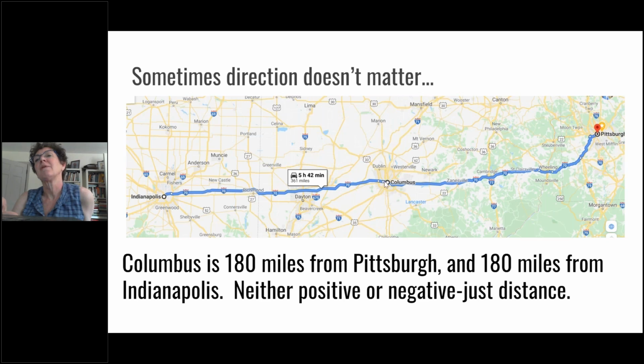We think if I'm in Columbus and I want to go to Pittsburgh, it's 180 miles. If I want to go to Indianapolis, it's 180 miles. It's not a positive or a negative situation. For the most part, we're not even thinking about whether we're going east or west. It's just the total number of miles. So it's neither positive or negative, it's just distance. And that is what absolute value is saying, is that it doesn't matter if the number is positive or negative. We just want to know how far it is from 0.